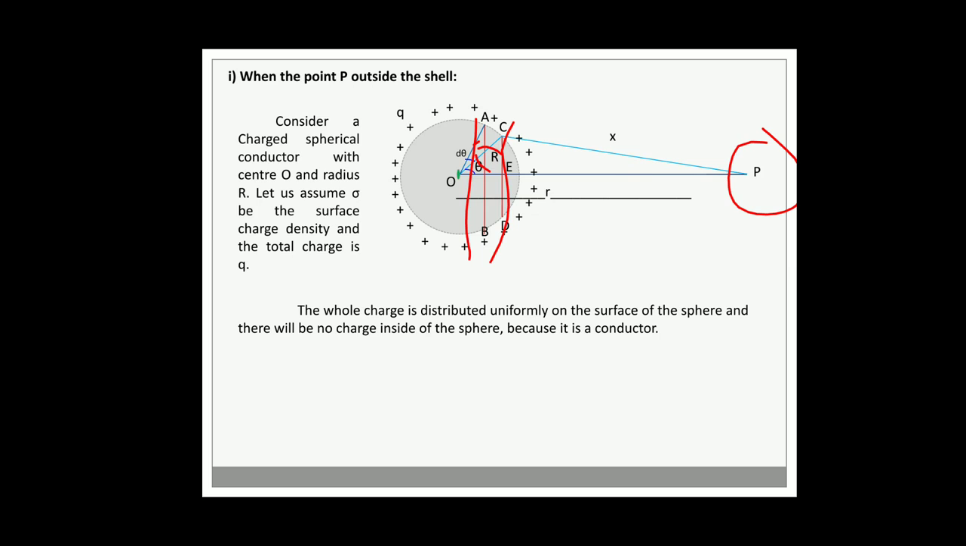Because the potential at a point P cannot be derived directly for the whole spherical shell, we have to divide the spherical shell into different circular strips. Firstly, we calculate the potential at point P due to this circular strip ABCD. Then this is applied to the total spherical shell.